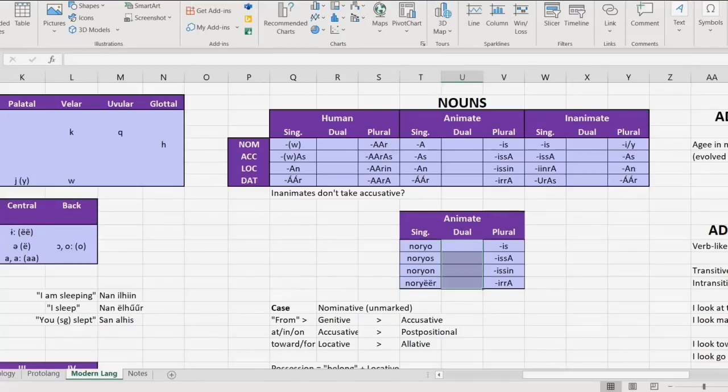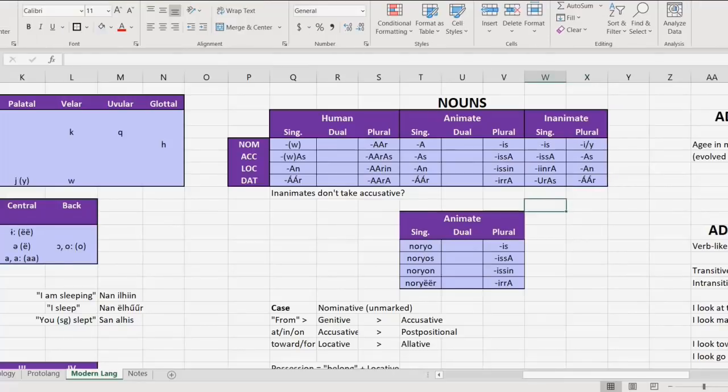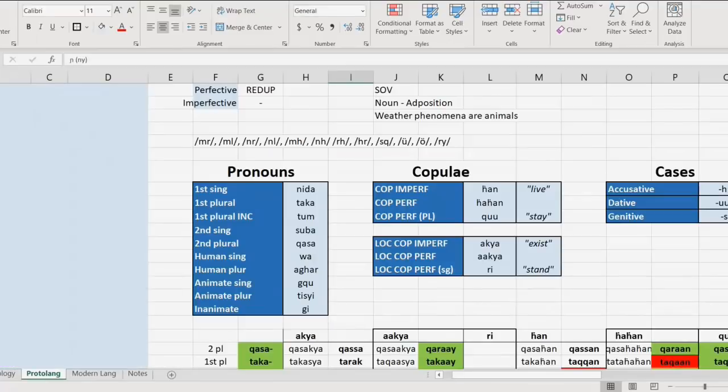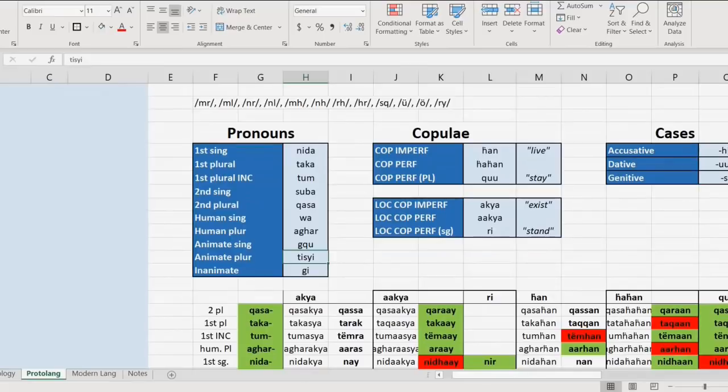We won't do the dual for now, because I still need to figure out exactly how I want that to work. And by the way, speaking of the dual, I think we said ages ago that the inanimate wouldn't have the dual. That would be reserved for animate and human nouns. So let's get rid of that. And then let's just do the plural forms for this one quickly. These are the same things, except they take the tihi instead of ru as a suffix.